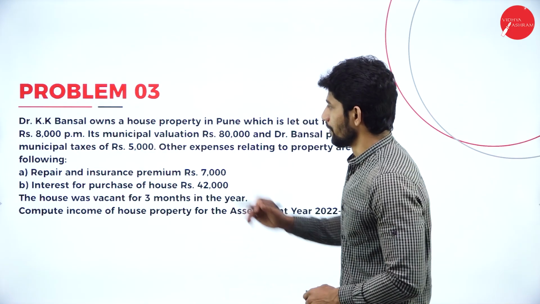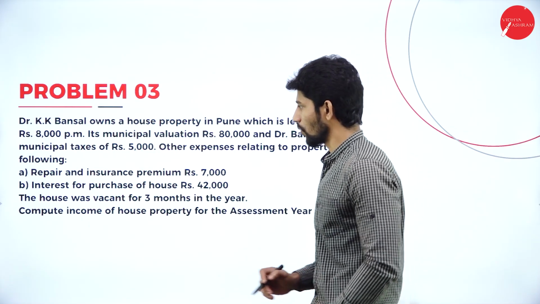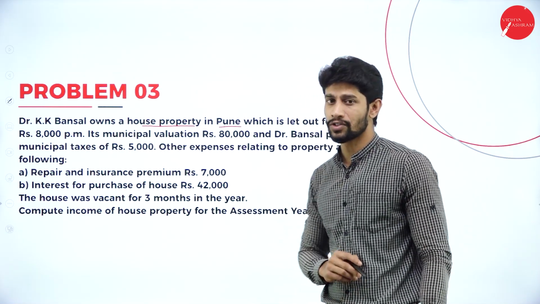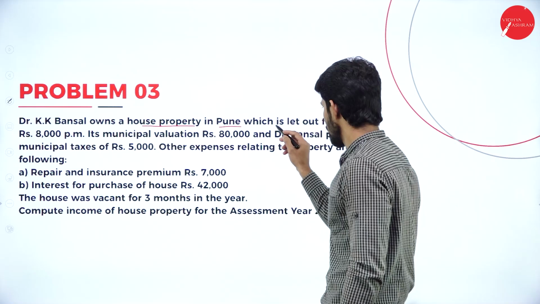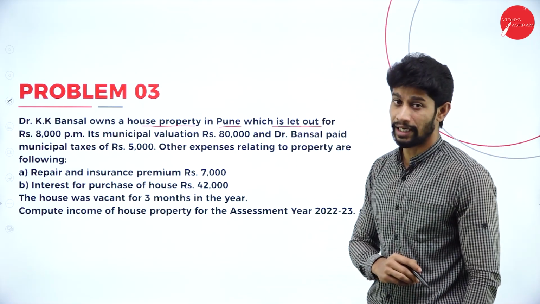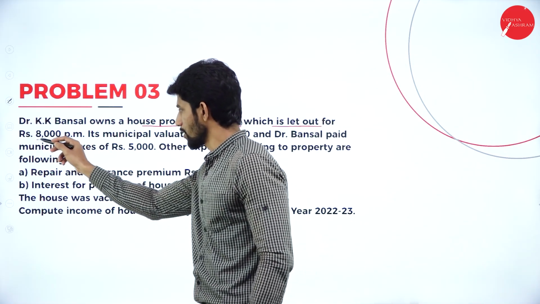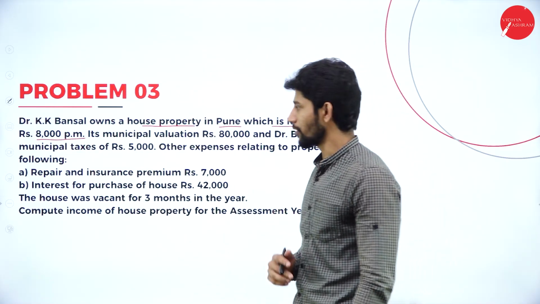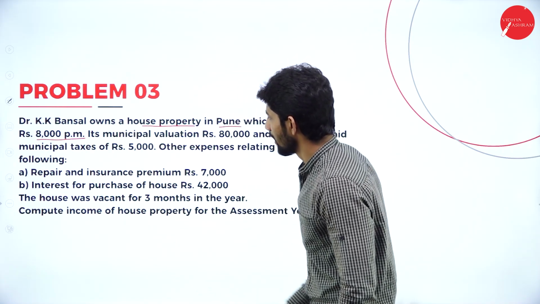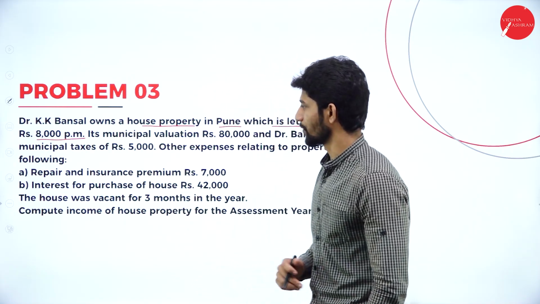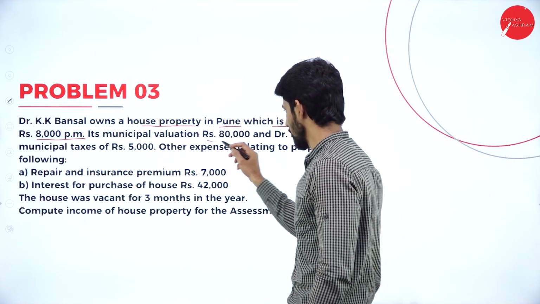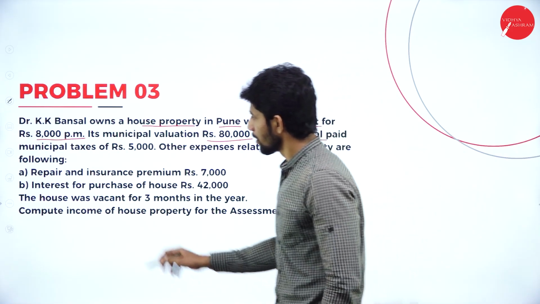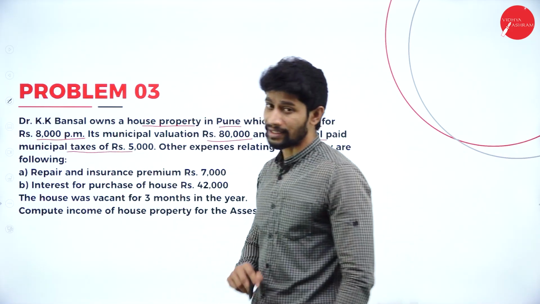So next problem, Mr. K.K. Bansal owns a house property in Pune, which is let out for 8,000 rupees per month. So every month he is receiving rent of 8,000 rupees and its municipal valuation is rupees 80,000 and Mr. Bansal paid municipal taxes of 5,000 rupees.